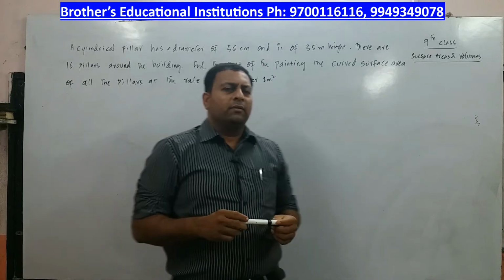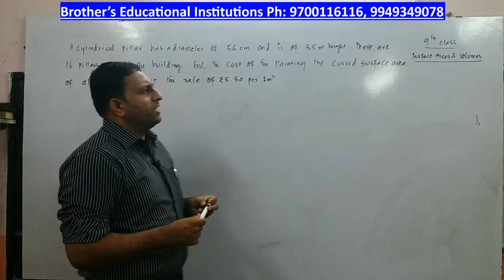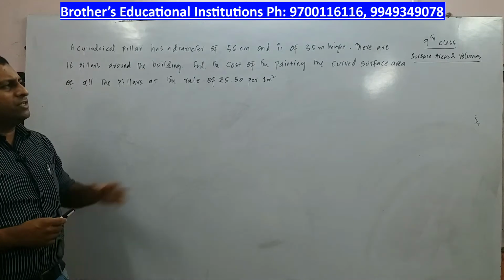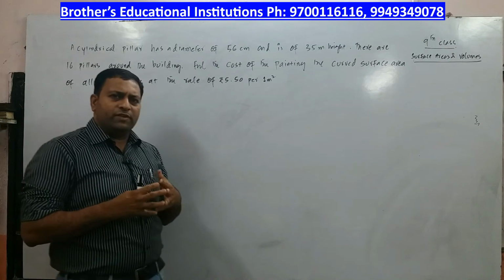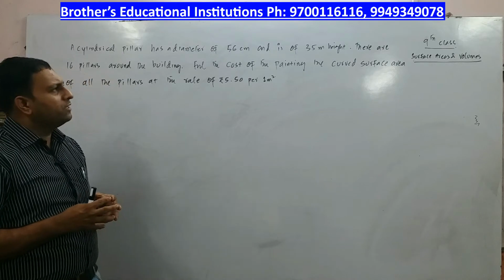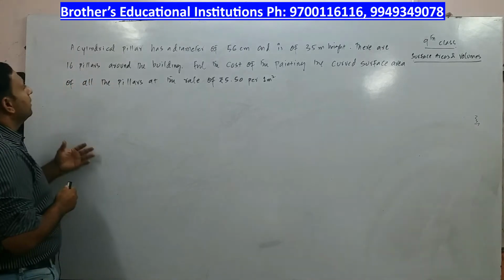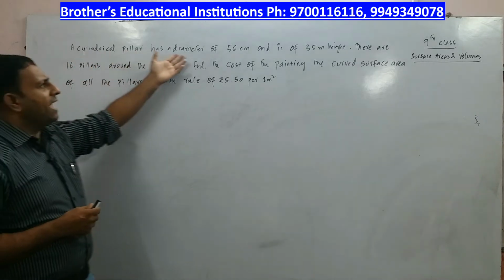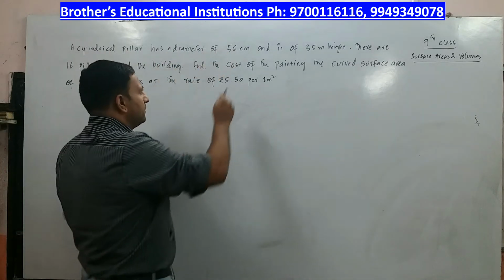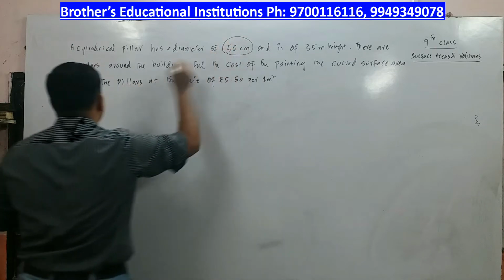Hello. Well, we will continue with our surface areas and volumes, and in the previous session we have discussed the formulae related to the curved surface area of a cylinder, and let us move forward and try to do a problem. I read the question for you. A cylindrical pillar has a diameter of 56 centimeters. Right, see what is given to you.